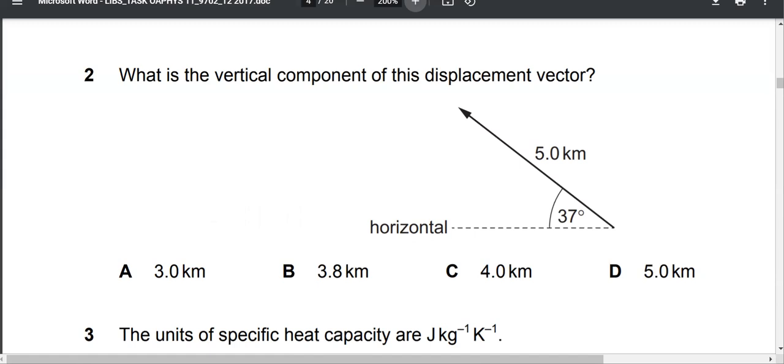Question number 2, which I think is actually question 5, so number it that way. What is the vertical component of this displacement vector? Stop the quiz.